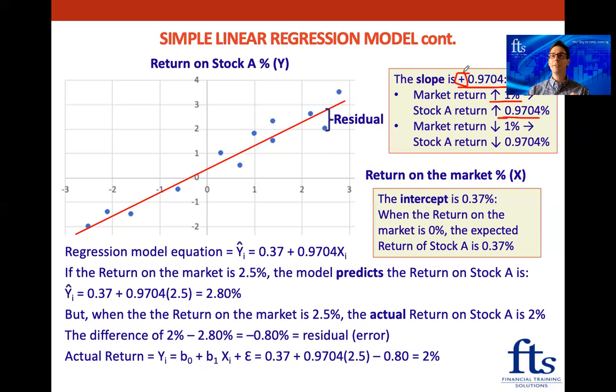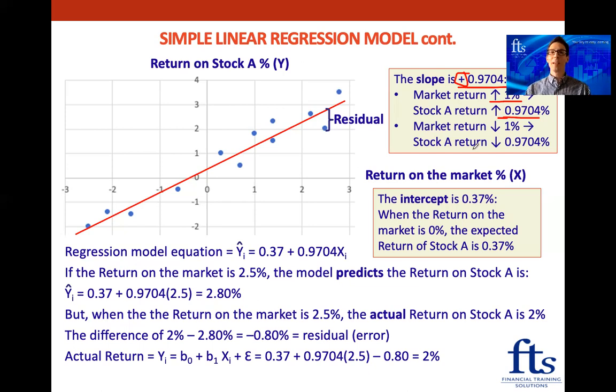If we had a minus over here, what would the situation be? When the market return went up 1%, stock A's return would go down 0.97%. But we have a positive relationship, so when the market's going up, stock A is going up. This also will make a lot of sense to you. I won't have to read this one to you. You can figure that one out.